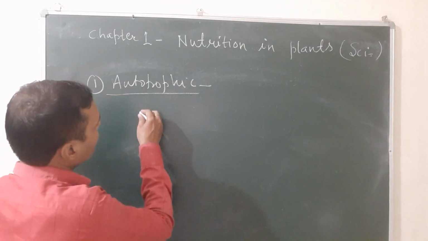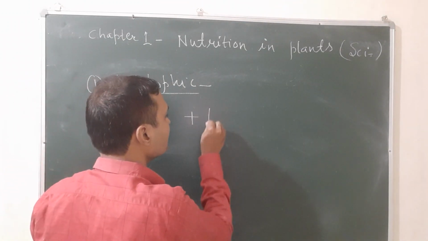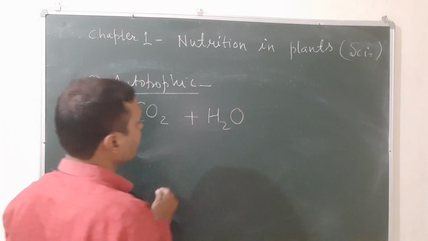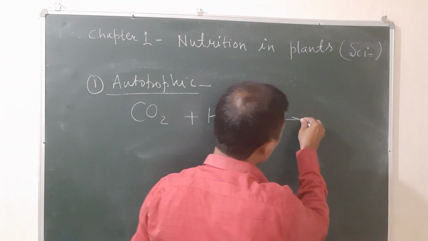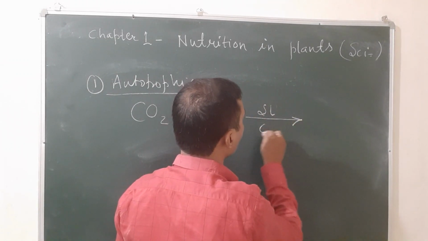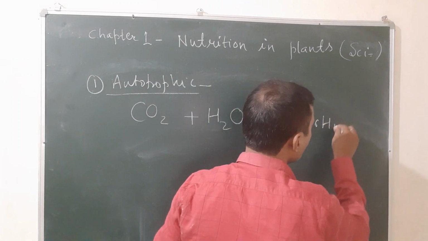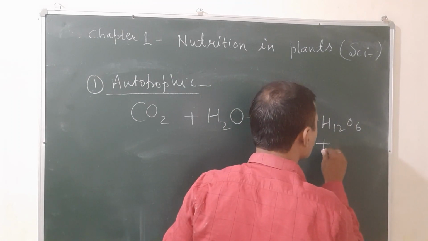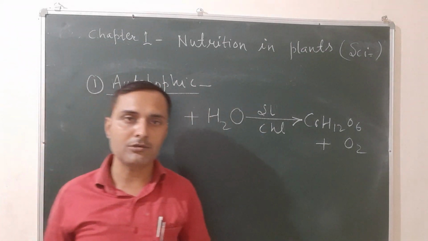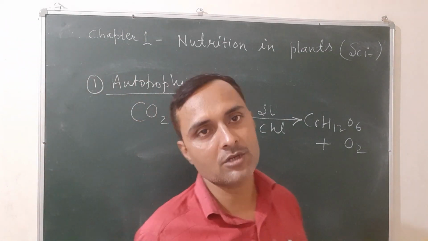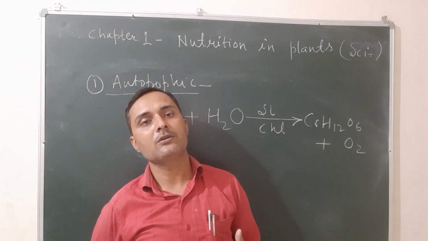The chemical equation for autotrophic nutrition is CO2 plus H2O. CO2 from the atmosphere, that is carbon dioxide, and H2O from water, and these two combine in presence of sunlight and chlorophyll, and this gives glucose, that is C6H12O6, and evolves oxygen gas. So how many types of nutrition? There are two types of nutrition: autotrophic nutrition and heterotrophic nutrition. Autotrophic nutrition is also known as photosynthesis.